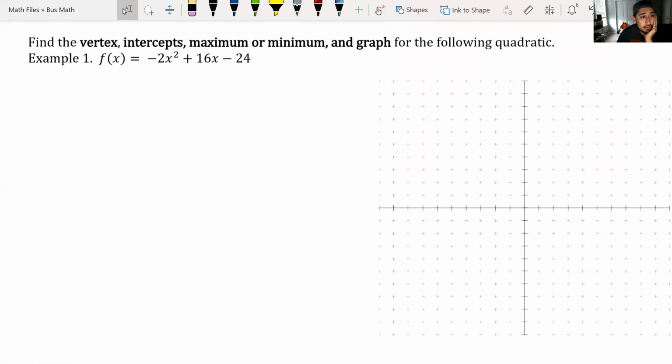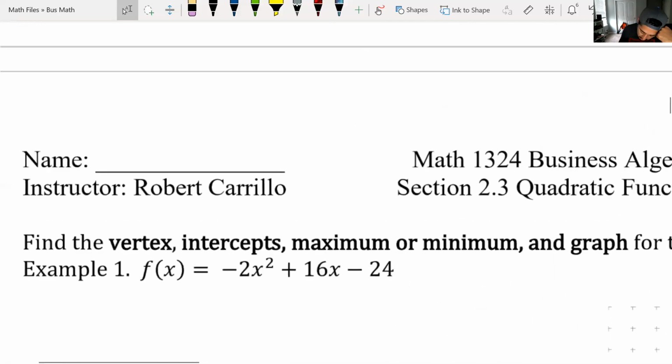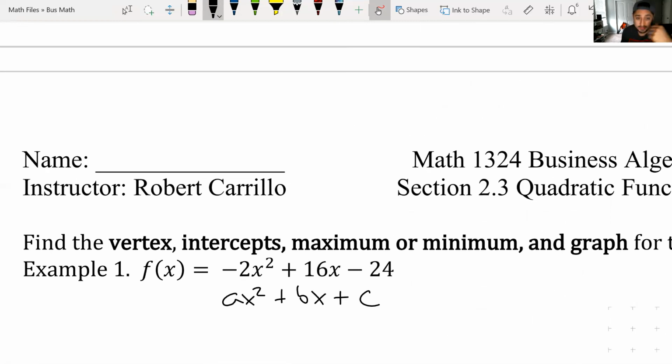Okay, so find the vertex, intercepts, maximum or minimum, and graph for the following quadratic function. Example 1, f of x equals negative 2x squared plus 16x minus 24. So let me bring this down. What we want to do is label everything like always. Remember that this is in the form of ax squared plus bx plus c. So we're going to label a, b, and c. There's no need for a c, but we're going to do it anyways, just as good habit.